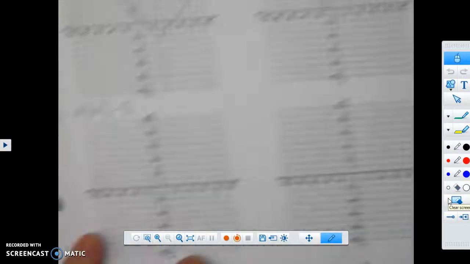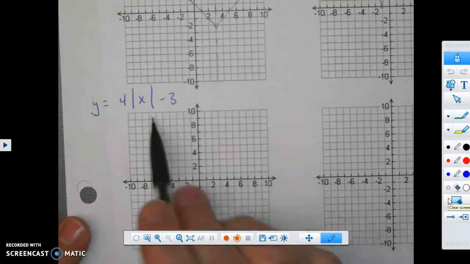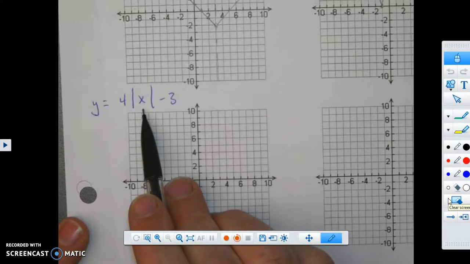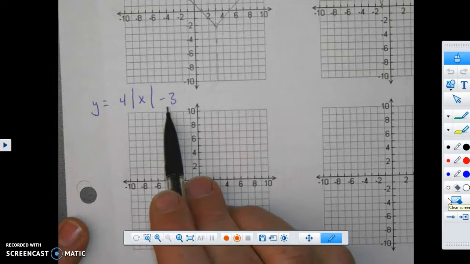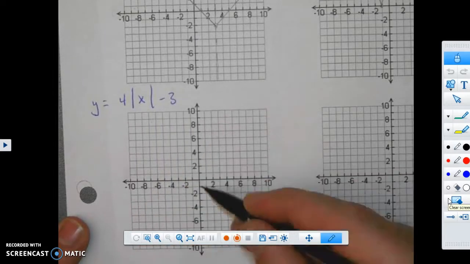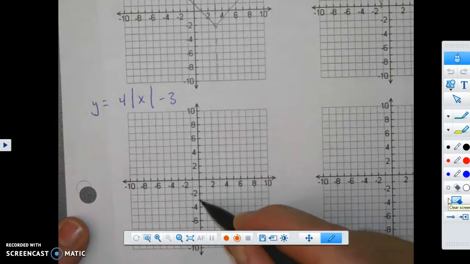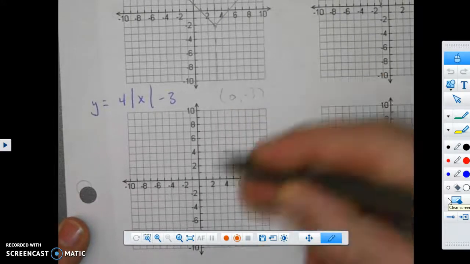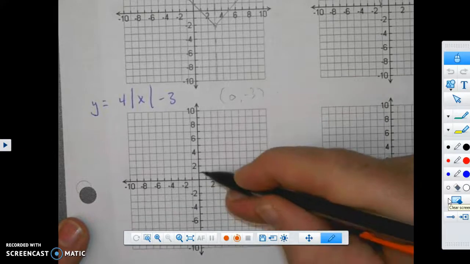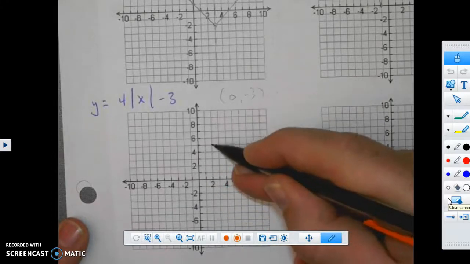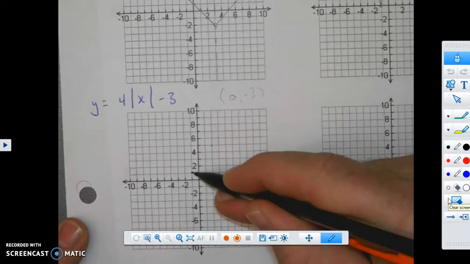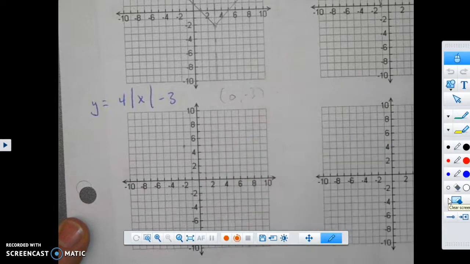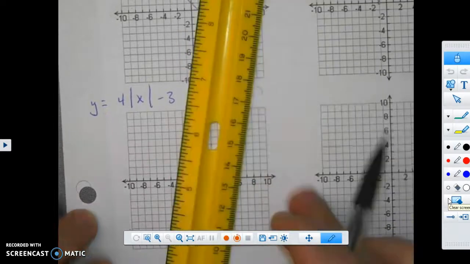And here's the last one. Real quick, looking at this, this is not shifted to the left at all. It is moved down 3, so it's just 1, 2, 3. So that vertex is at 0, -3, and again, this is a stretch of 4, so up 4 over 1. So it's going to be an even steeper graph than our last one.